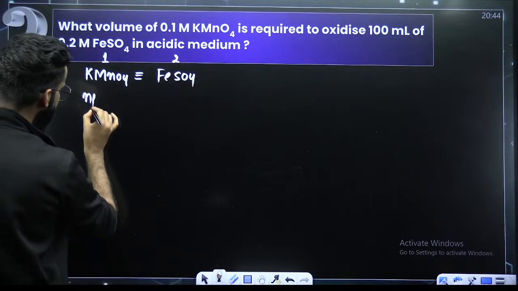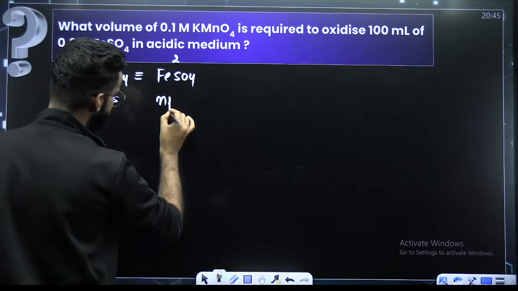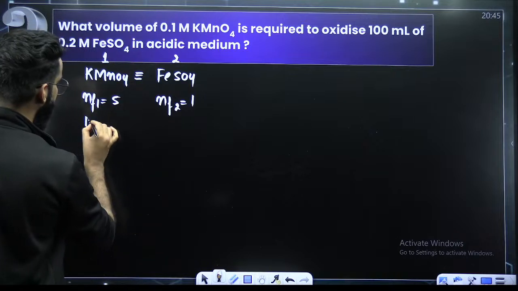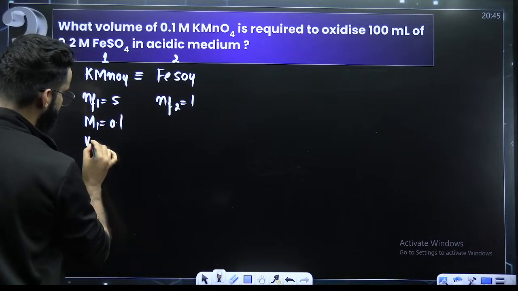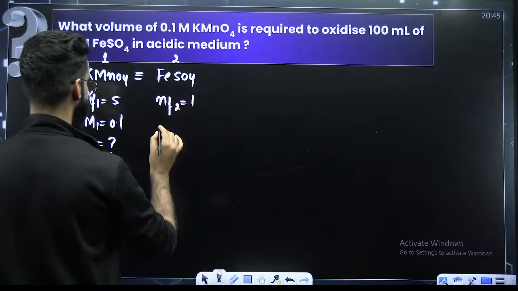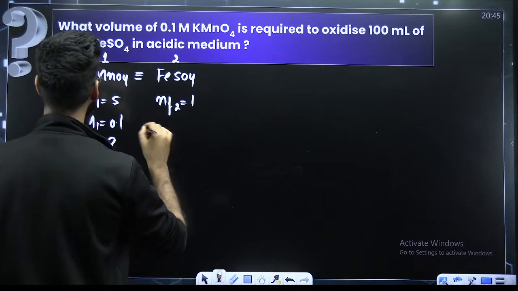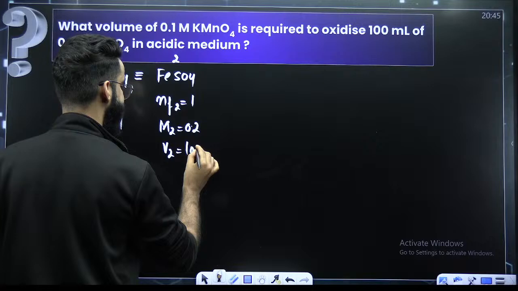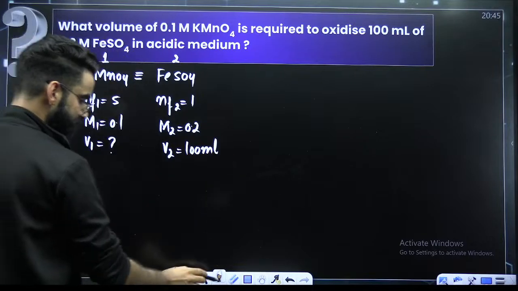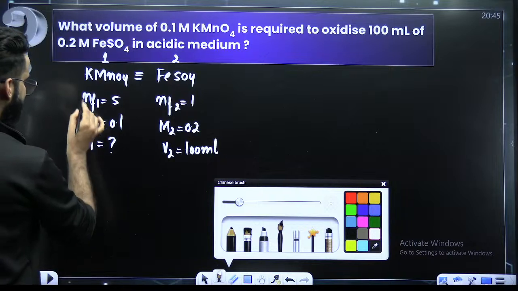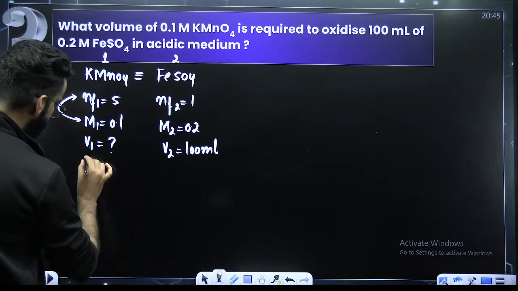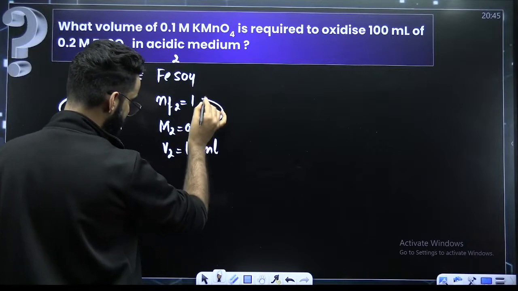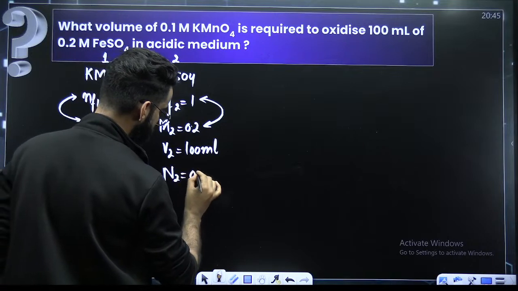Do you remember their n factors? N factor of this is 5. N factor of this, I told you a few minutes back, is 1. Now, what volume of 0.1 molar KMnO4? Its molarity is 0.1. Its volume is to be calculated. Is required to oxidize 100 ml of 0.2 molar FeSO4. Its molarity is 0.2. Its volume is equal to 100 ml. Now, people, the first thing: molarity multiplied by n factor gives me the normality. So the normality of the first one is this into this, that's 0.5. Normality of the second one is this multiplied by this, that is 0.2.